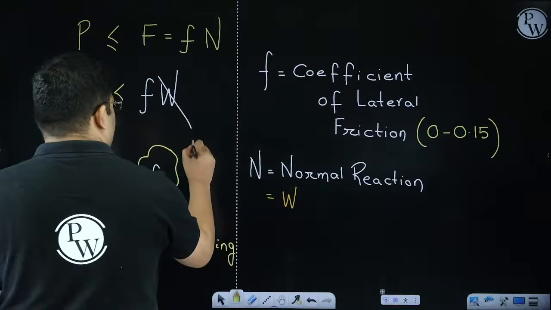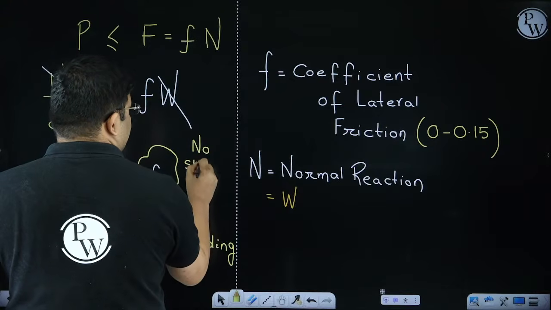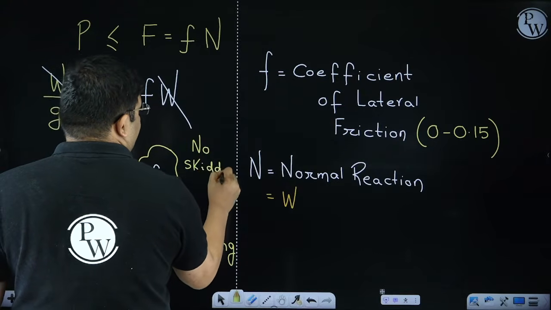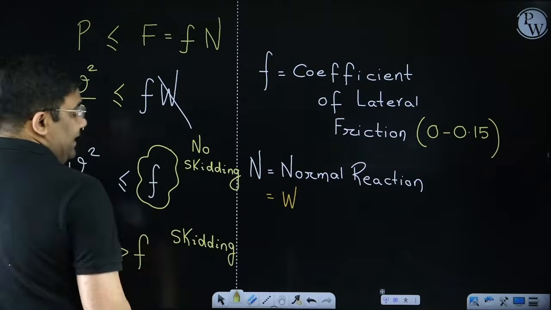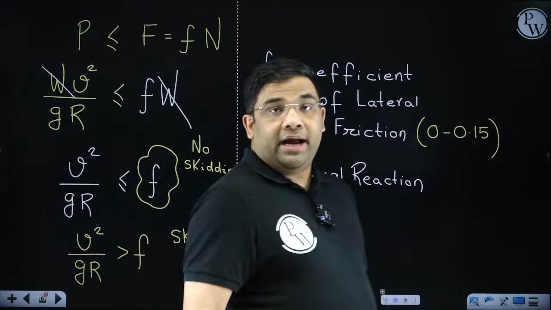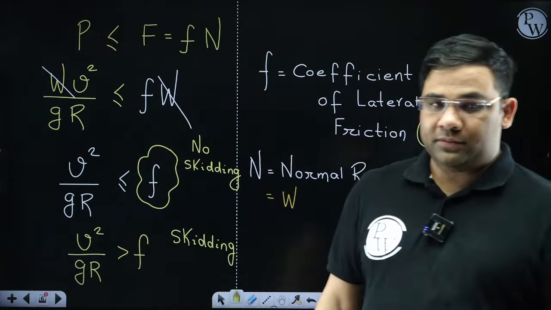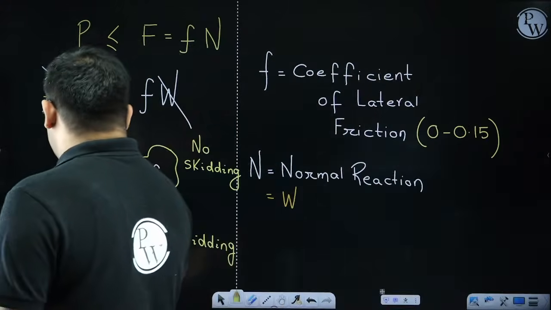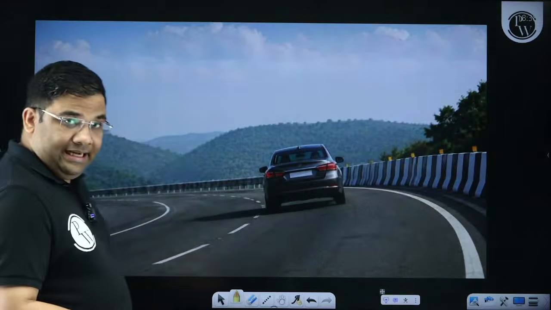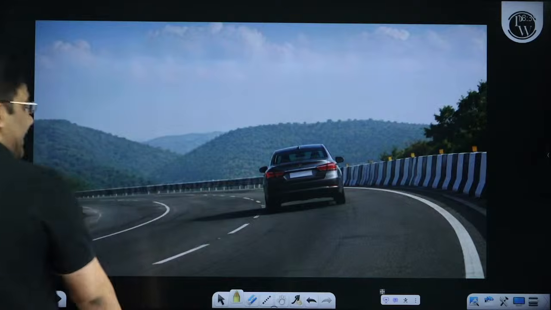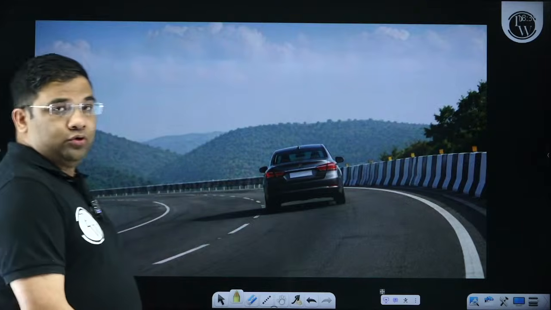Now this is the no skidding condition. But if your F is very less, then it might lead to skidding. So to avoid that, we have to do something. We tilt the road. This tilting is known as banking of roads, and this is also known as providing super elevation.